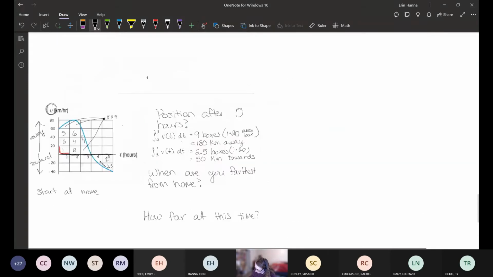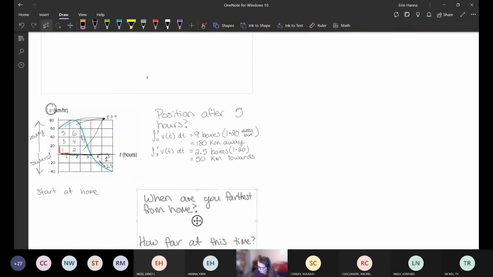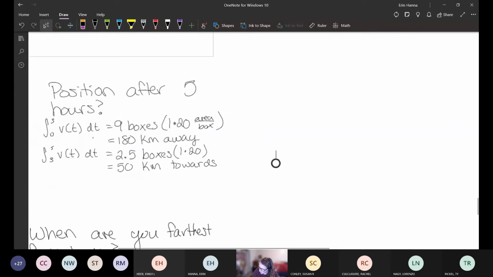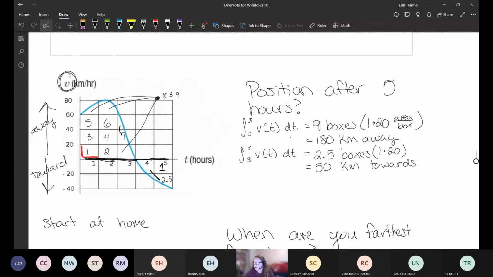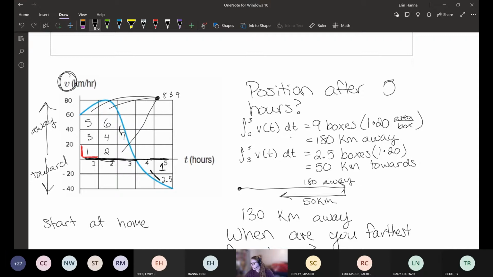And let me try to move this down really quick. So we've got all the pieces, and now we just have to figure out what the actual final answer is. So essentially we start at home. We travel 180 kilometers away, and then we turn around and we go 50 kilometers back. So essentially, how far away from our house at that point? It would be 180 minus 50, so 130 kilometers away. So that should hopefully be the answer to the first part.